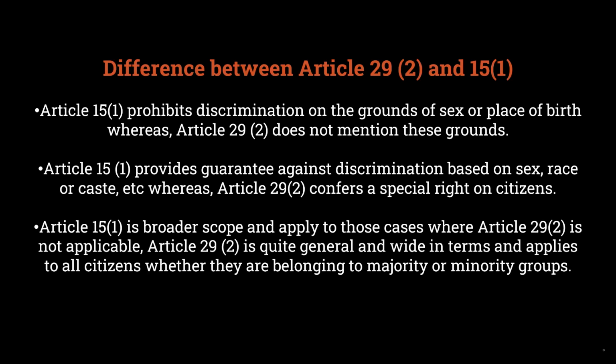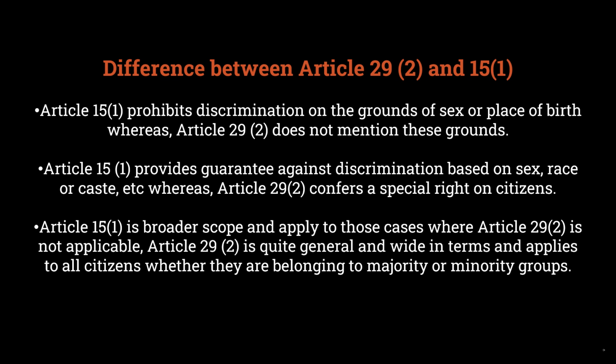Difference between Article 29(2) and 15(1). Article 15(1) prohibits discrimination on the grounds of sex or place of birth, whereas Article 29(2) does not mention these grounds. Article 15(1) provides a guarantee against discrimination based on sex, race or caste, etc., whereas Article 29(2) confers a special right on citizens. Article 15(1) is broader in scope and applies to those cases where Article 29(2) is not applicable. Article 29(2) is quite general and wide in terms and applies to all citizens, whether they belong to majority or minority groups.